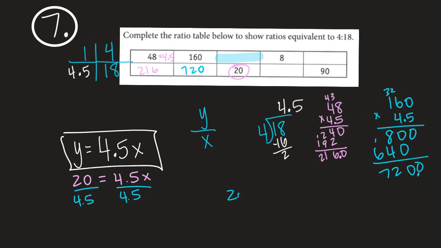And now we have 20 divided by 4.5. This needs to move over once, and you add a 0 here. What we ended up getting for that is 4.4 repeating, so I'm just going to write that as the x value.